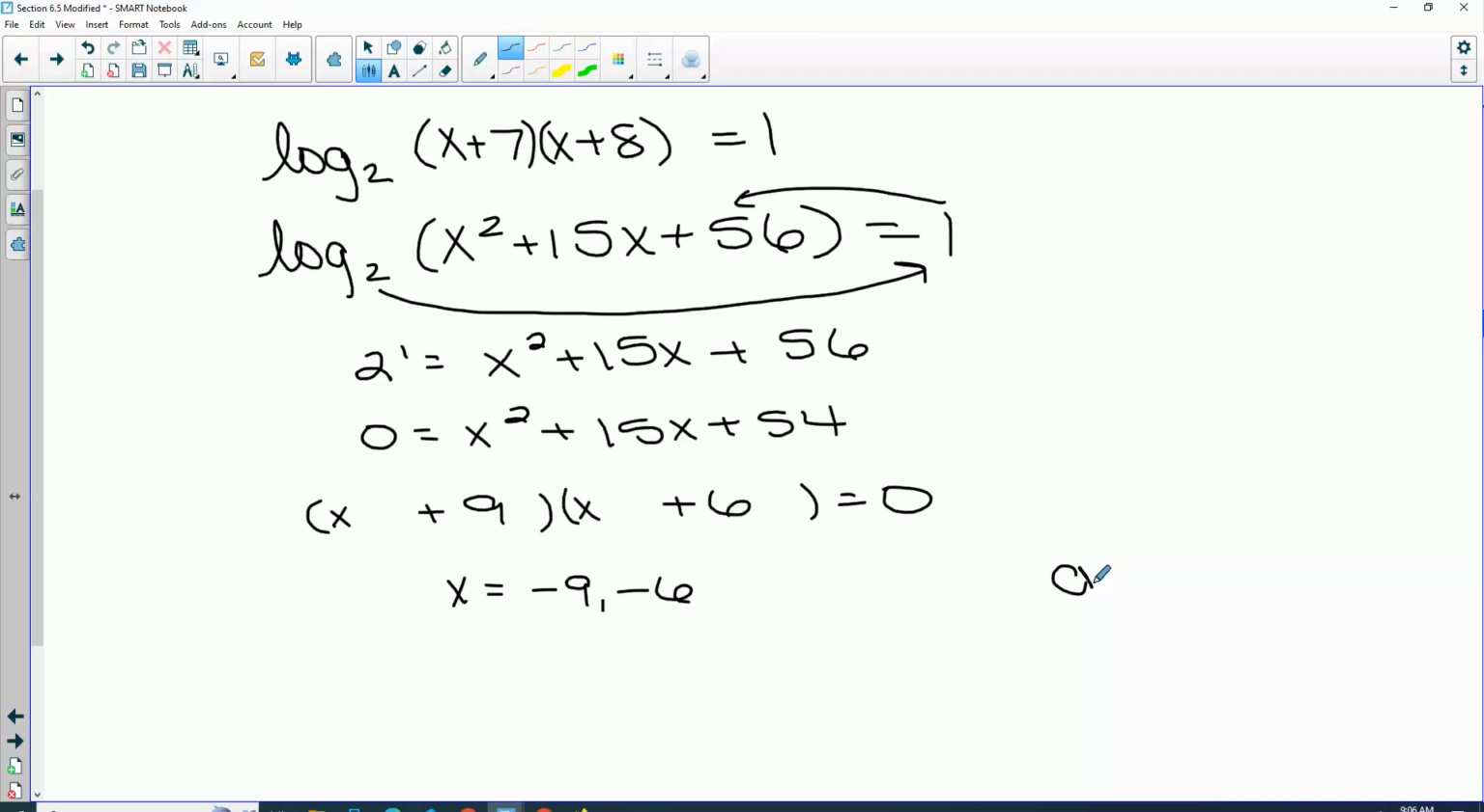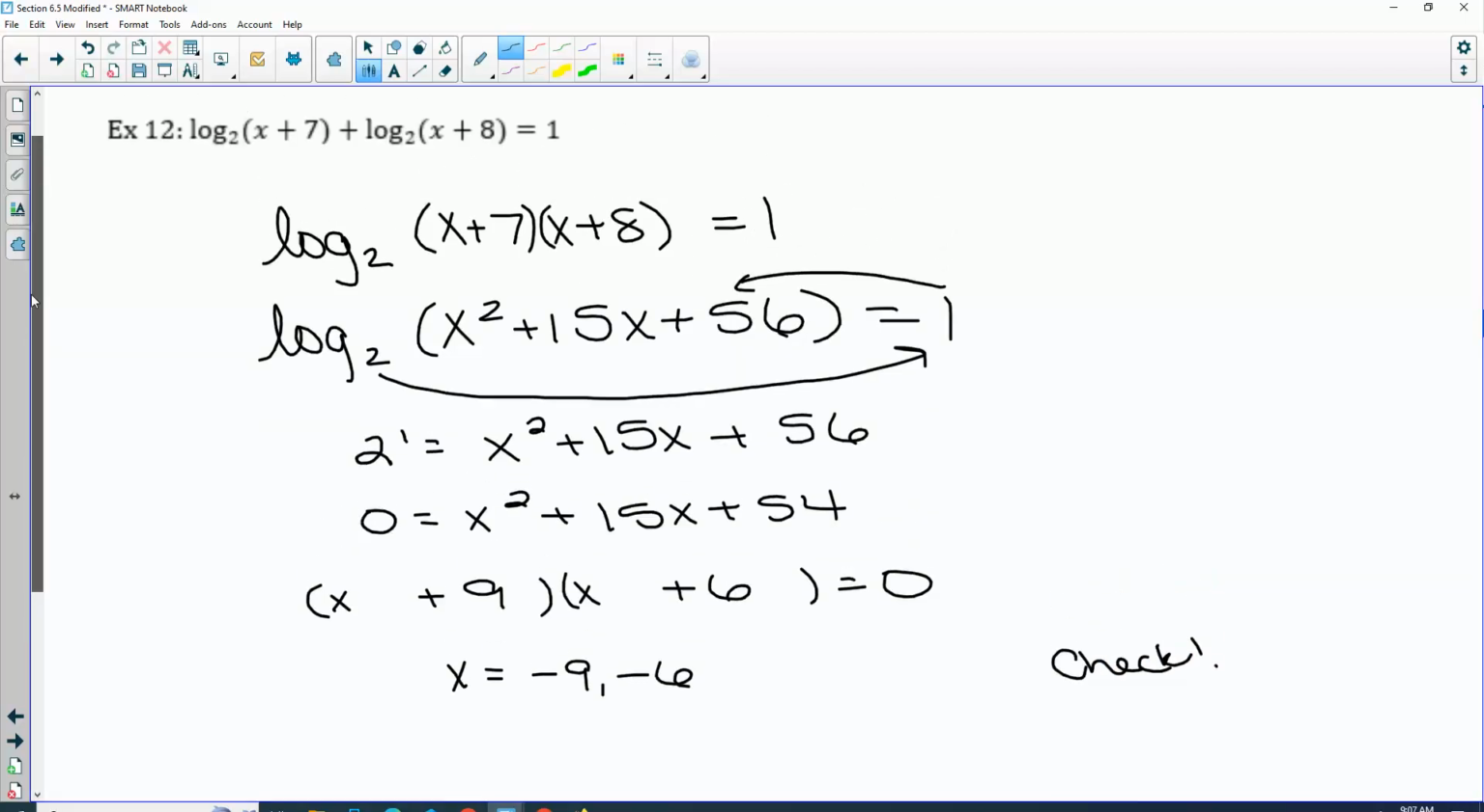But remember at the end I tell you, you always need to check. What we are checking is that our arguments are positive. Negative 9 plus 7 is not a positive number. So negative 9 will not work. Negative 6 plus 7 is positive, negative 6 plus 8 is positive. So negative 6 is okay. That is the only answer we get.